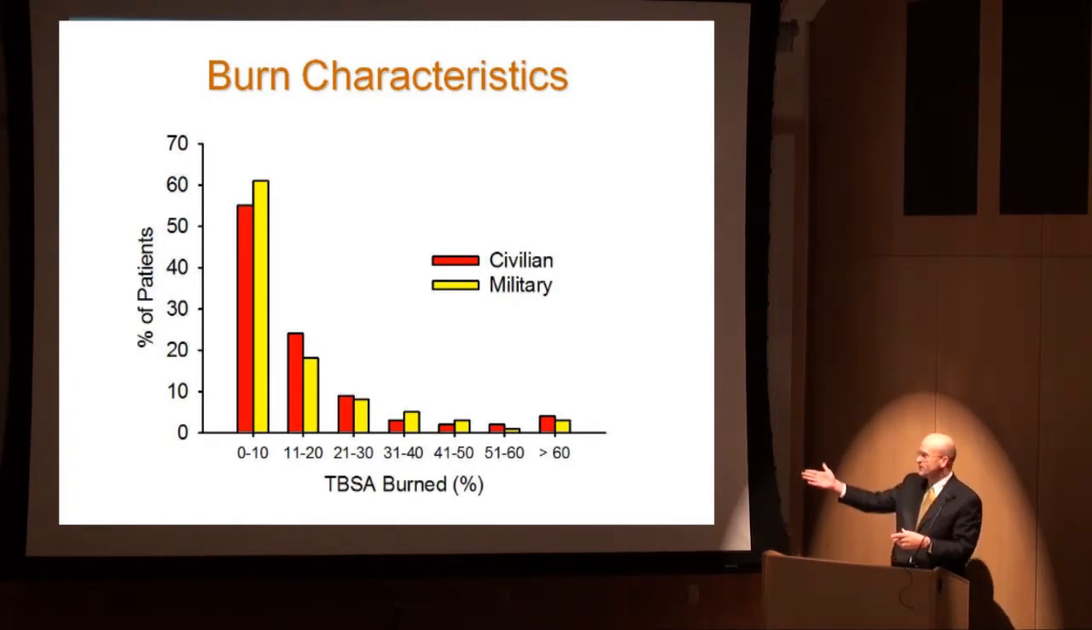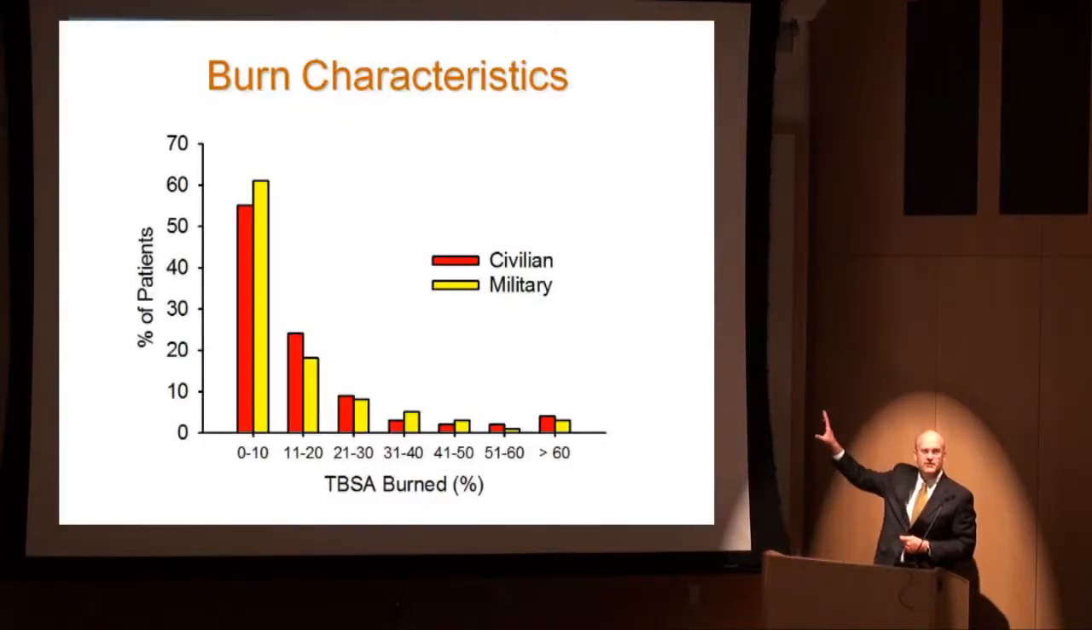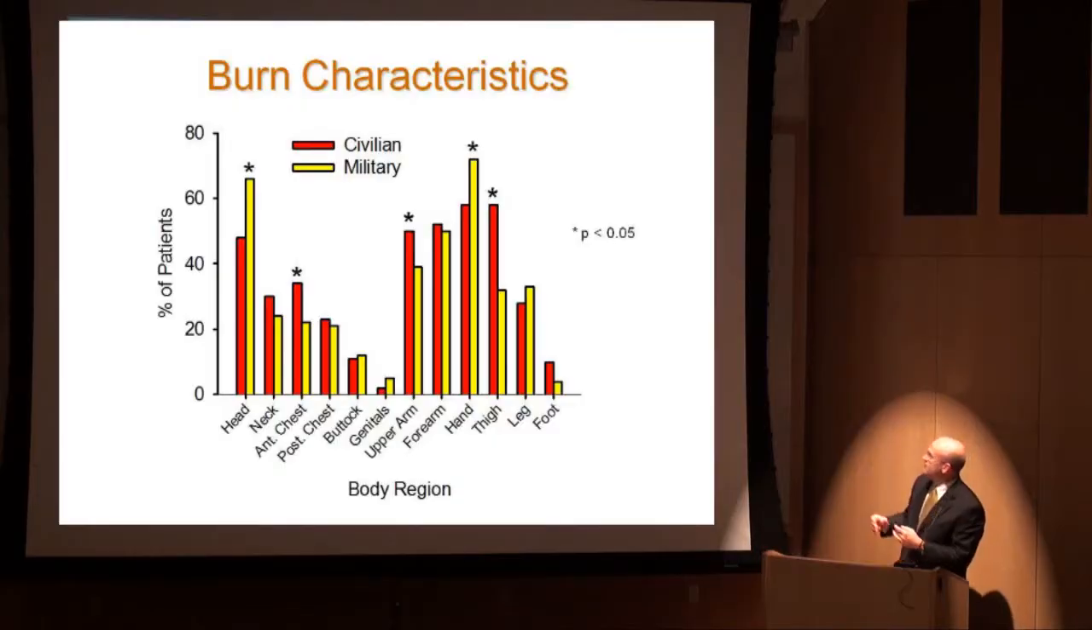And in fact, most of the burns, as expected, are relatively small, and then it goes down in a first order distribution thereafter. And for those of you who are going to do research or are getting ready to do research or been in the lab for a while, I highly recommend always doing this with your data. Make a frequency distribution, because it really gives you a much better feel for what's going on between the two groups.